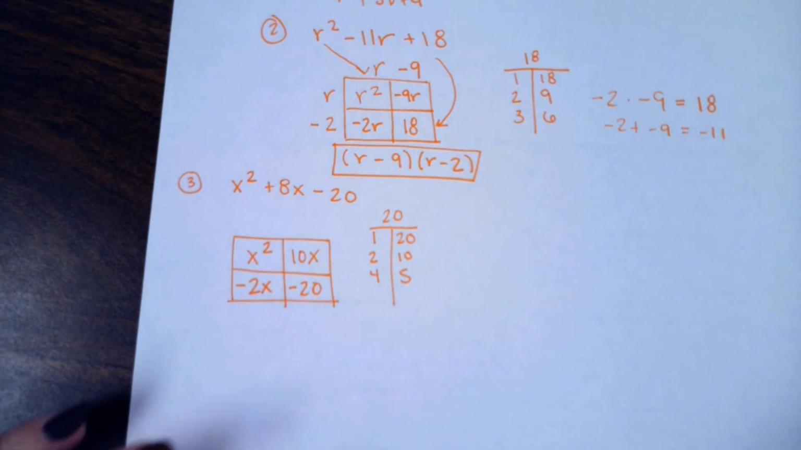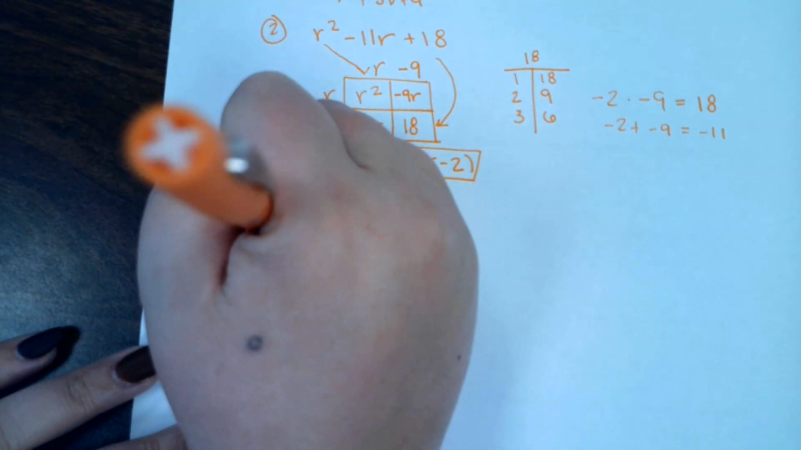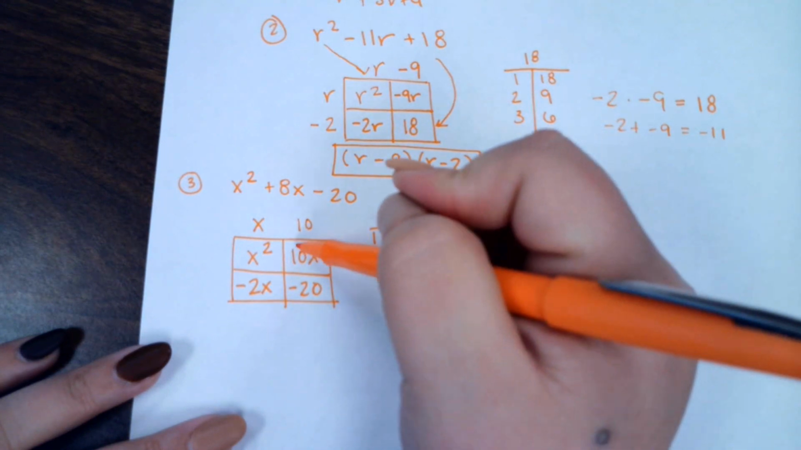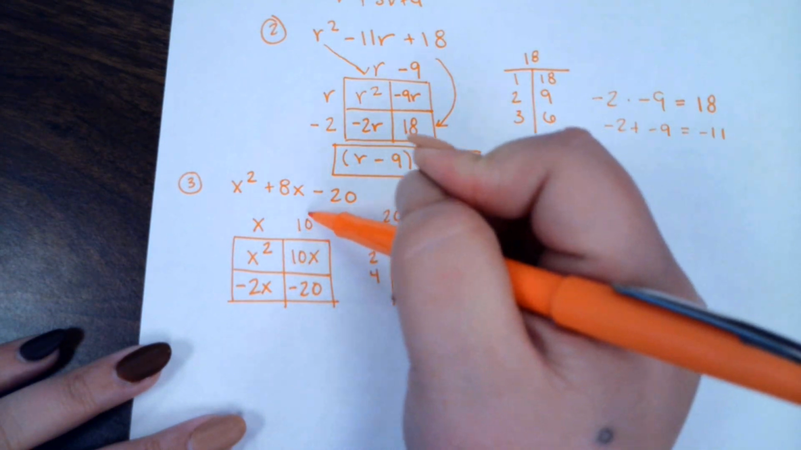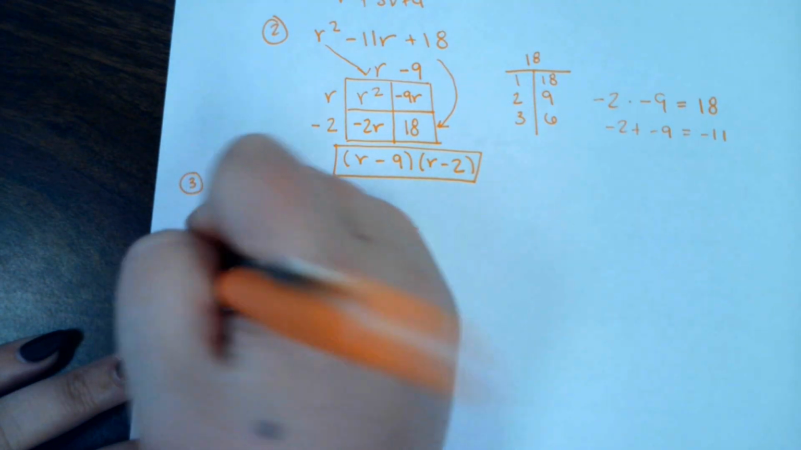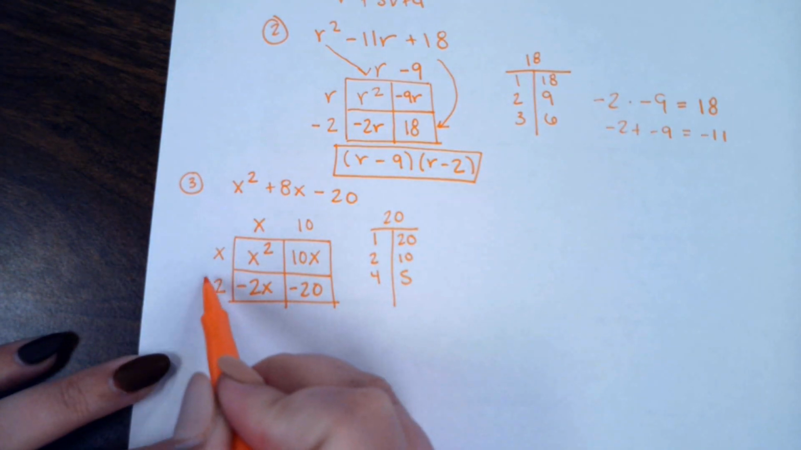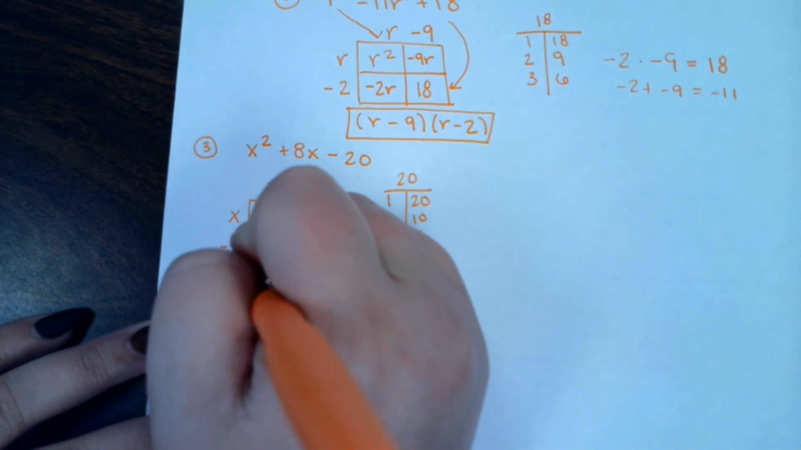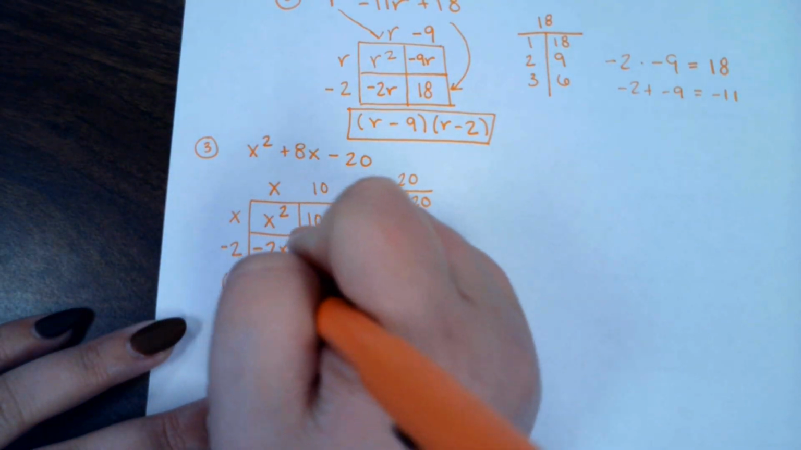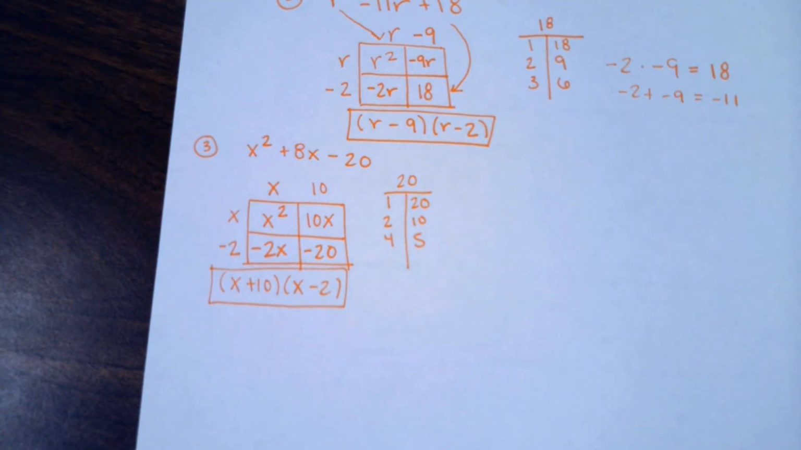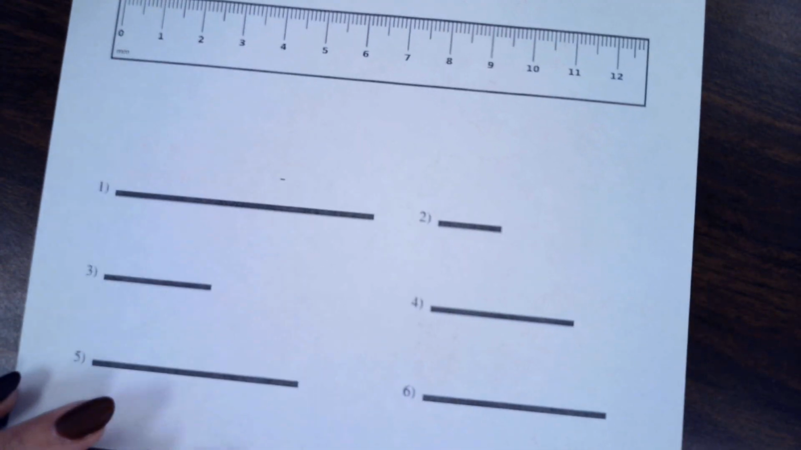That's what we need. And then we just find our GCF. So our GCF here is x. Our GCF here is 10. Notice because this is positive, my 10 is going to be positive. Here I have x, and here I have negative 2. Notice since this is negative, the number that I pull out is negative. And then we just have to rewrite our answer. X plus 10, x minus 2. And there you go.